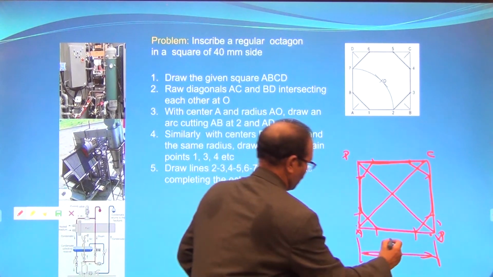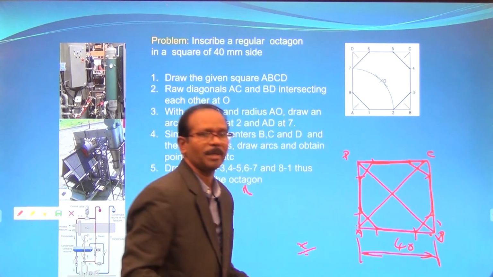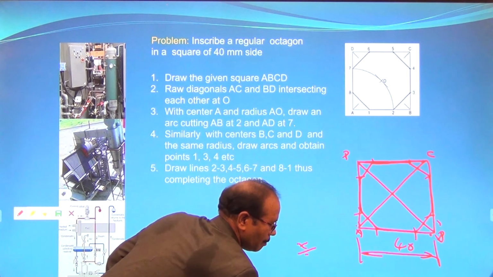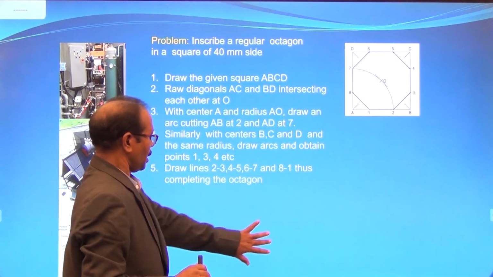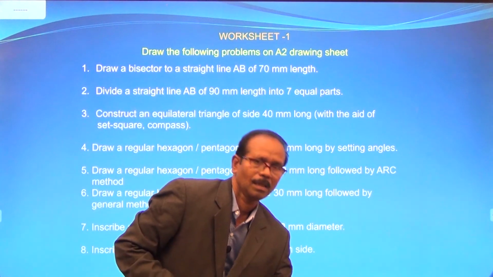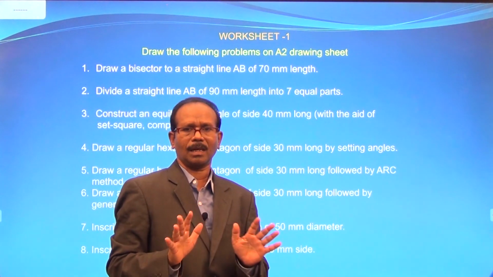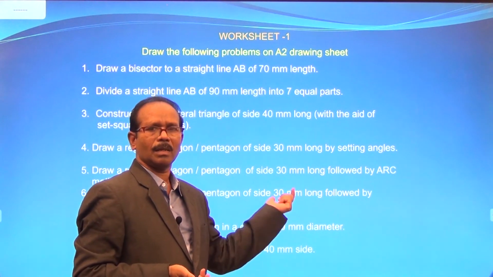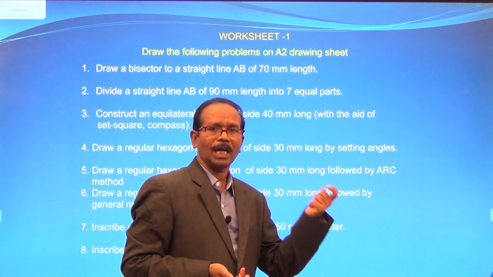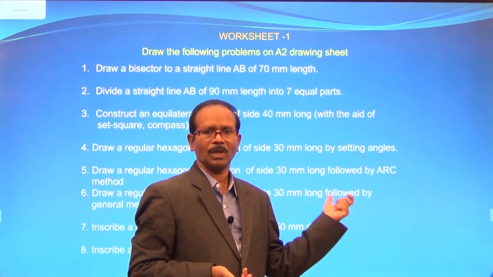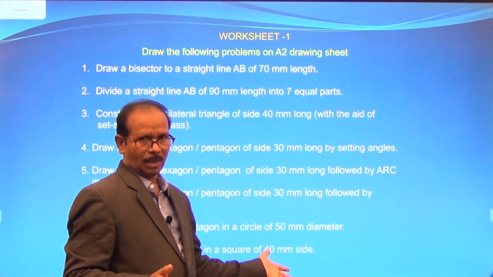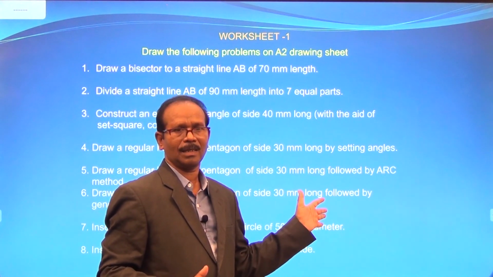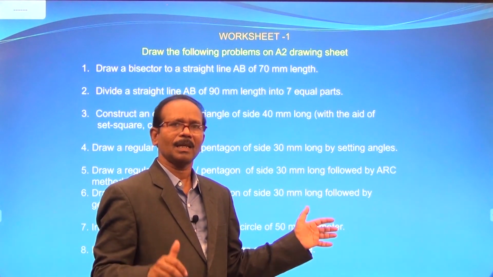The numerical value given is 40 mm. So this is the geometrical constructions. Based upon this concept, a sheet is assigned. Practice this sheet and you will get good confidence. Any type of problems in future will be easy to draw. Use the H pencil and HB pencil concept while constructing all these problems. Practice this subject on an A2 drawing sheet. This is about geometrical constructions.